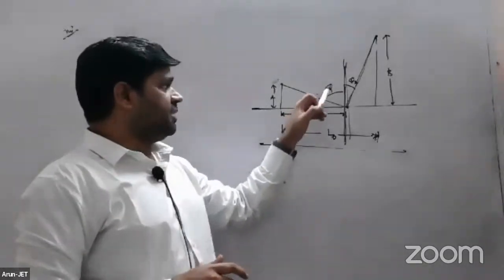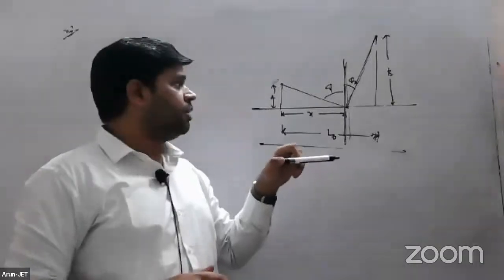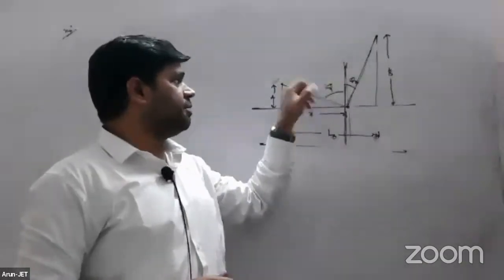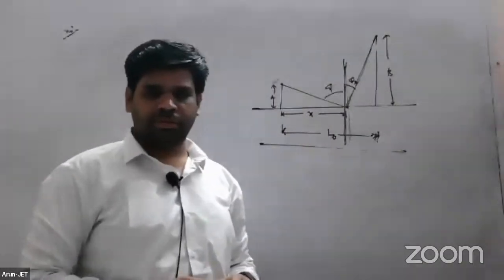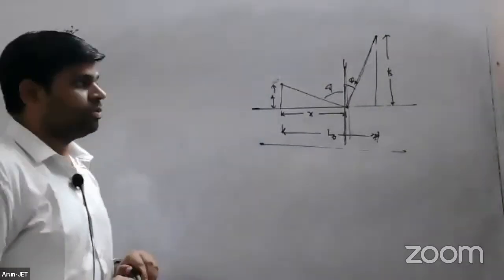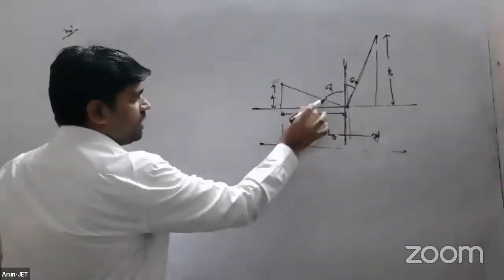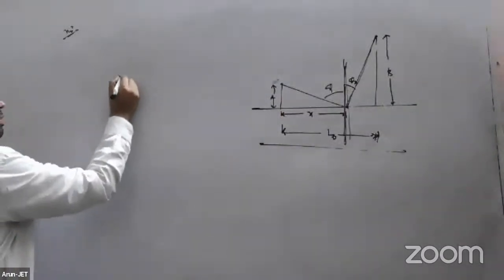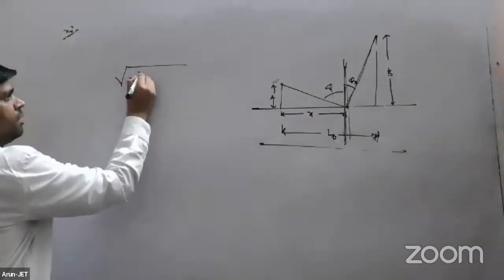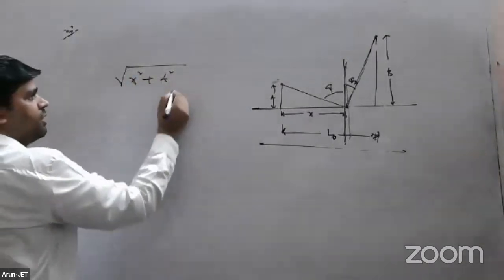So I have to find out the relation between theta 1 and theta 2 such that the length of the pipe is minimum. So what do I do? The length of this part is how much? Square root of X square plus A square.